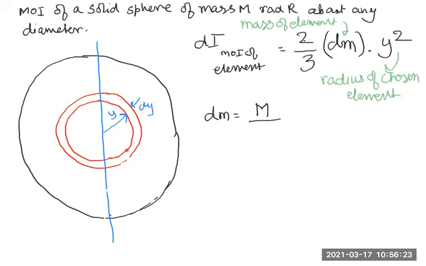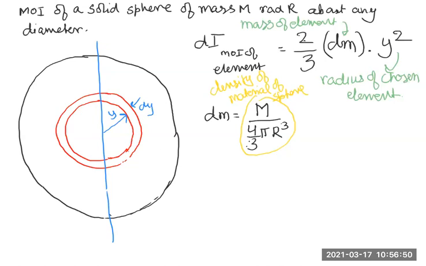So dm will be equal to the volume of the element times M divided by 4 by 3 pi R cube. What is this quantity? This quantity is the density of the material of the sphere. In this case the density is constant, so I have just taken M divided by volume.